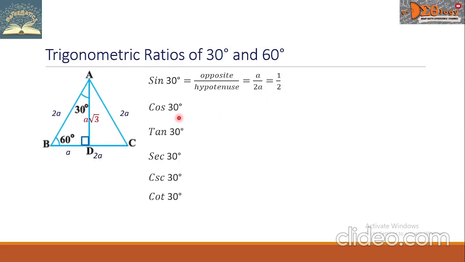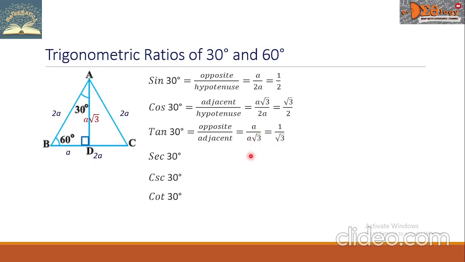Next, cosine 30 degrees. Cosine is adjacent over hypotenuse. In the figure, we get the values as adjacent is A square root of 3 over hypotenuse is 2A. We can cancel the A and this is simplified into square root of 3 over 2. Next, tangent 30 degrees. Tangent is opposite over adjacent. In the figure, opposite is A over adjacent, that is A square root of 3. When we cancel the A, we have 1 over square root of 3.